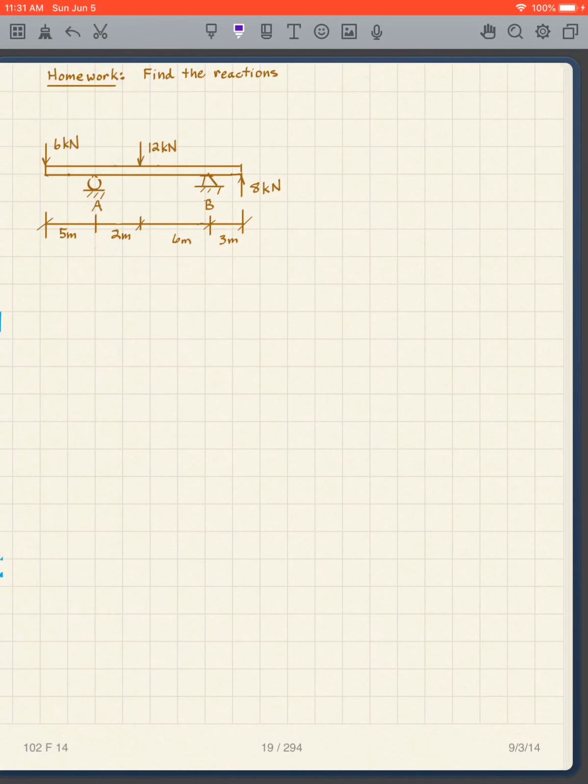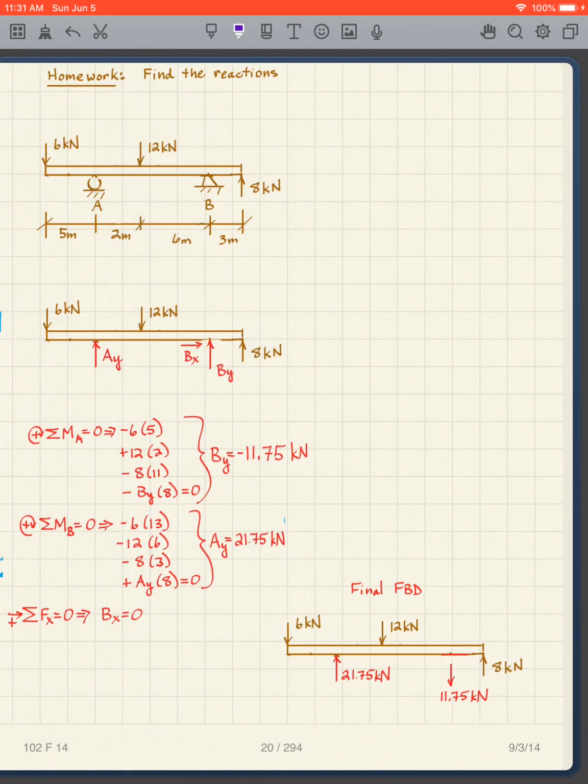Okay, another one. You just got to keep going. You got to get this right. If you're making mistakes, find out where your mistakes are. Keep going. Find the reactions for this one. So pause the video. Do this one. And what do we have? Here's our free body diagram. I think you should be able to do those by now.